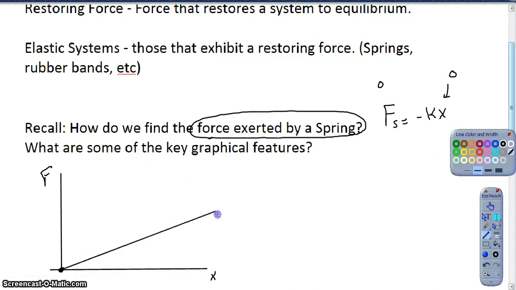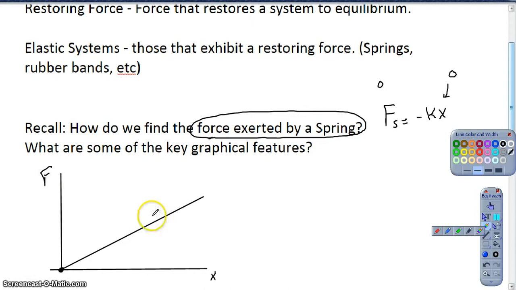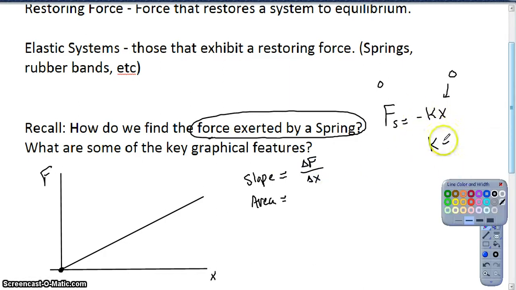The steepness of the line, what would that tell us? Well, the first questions I want you to always think of when you look at a graph: what does the slope mean in this case? And what does the area mean in this case, right? Those are the first two questions I always want you to think about when you see a new graph. Well, the slope would be my change in force over my displacement. If I solve this equation for k, I'd get k equals force over displacement. So the slope is my spring constant, right? That's what the slope represents on a force versus displacement graph.